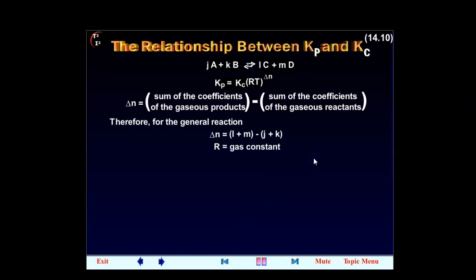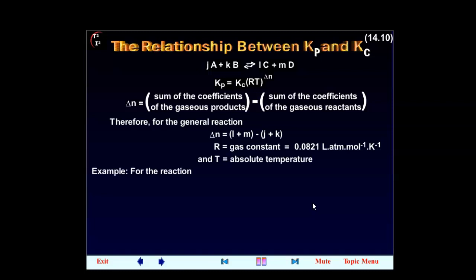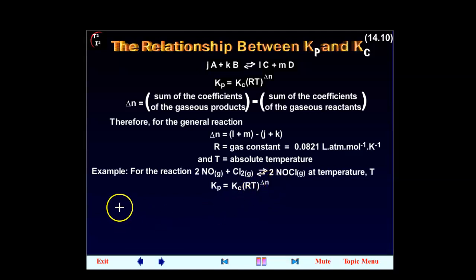R is the gas constant, equal to 0.0821 liter atmospheres per mole per Kelvin, and T is the absolute temperature. Example, for the reaction at temperature T, K sub P is equal to K sub C times the quantity RT to the power delta N. All right, I want you to look at this problem. What is your value of delta N here? That is very crucial. What is your delta N?